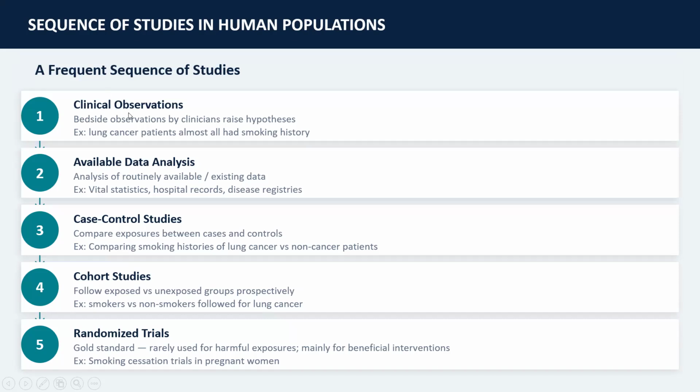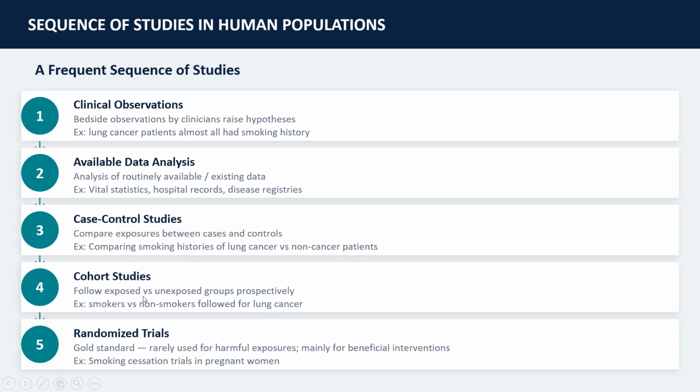First, clinical observation: bedside observation by the clinician or case series approaches. For example, lung cancer patients almost all had a smoking history. Available data analysis: analysis of routinely available or existing data, for example, vital statistics, hospital records, disease history. Case control studies: comparison of the exposure between cases and controls, for example, comparing smoking history of lung cancer versus non-smoking patients.